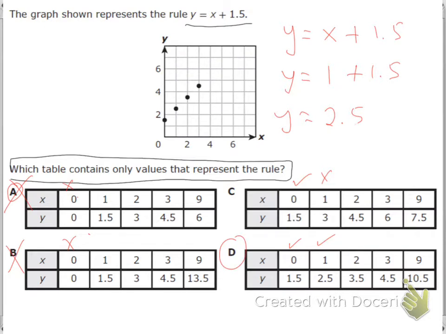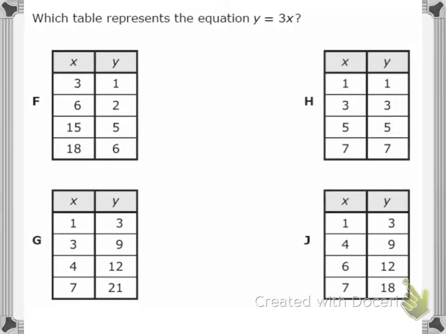3.5, 4.5, and 9.5. Let's go ahead and do that one right here. This one has a multiplicative structure because we're multiplying. Again, you have to check every value. So let's start off with y equals 3 times x. Let's start out with F. If x equals 3, y is going to be 9. So it's not F. It's wrong.